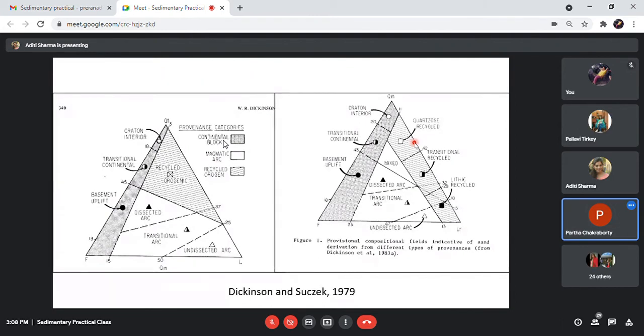Ma'am, for the 47 value in the FL line, is that for F or L? If you divide this line equally, you will get 50 here and then there. So for lithic fragments, this will not be 47. This 47 will be for feldspar. This line is representing both lithic and feldspar, and this will be for feldspar, because your 50 will be somewhere here. Okay, ma'am.